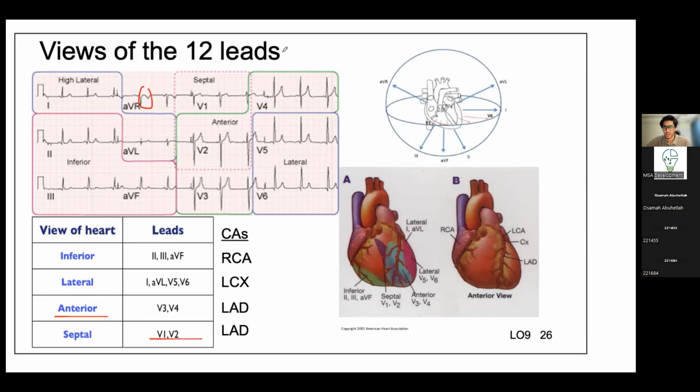What's CAS? Oh, coronary arteries. Dextrocardia. What about dextrocardia? Oh, yes, excellent. If we have dextrocardia, which is the heart pointing in the opposite direction, everything would be just reversed, and it can be picked up on AVR. Yeah. Okay. All right.